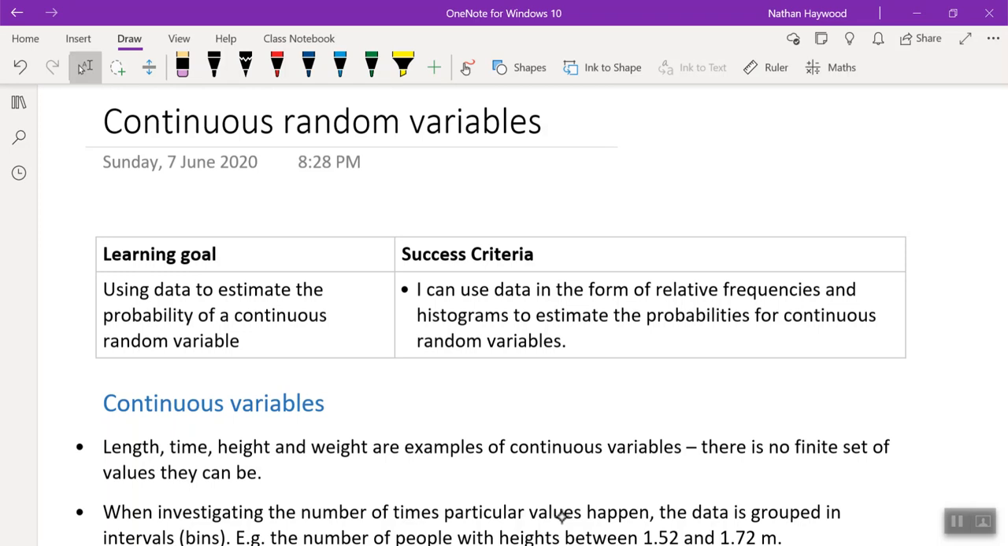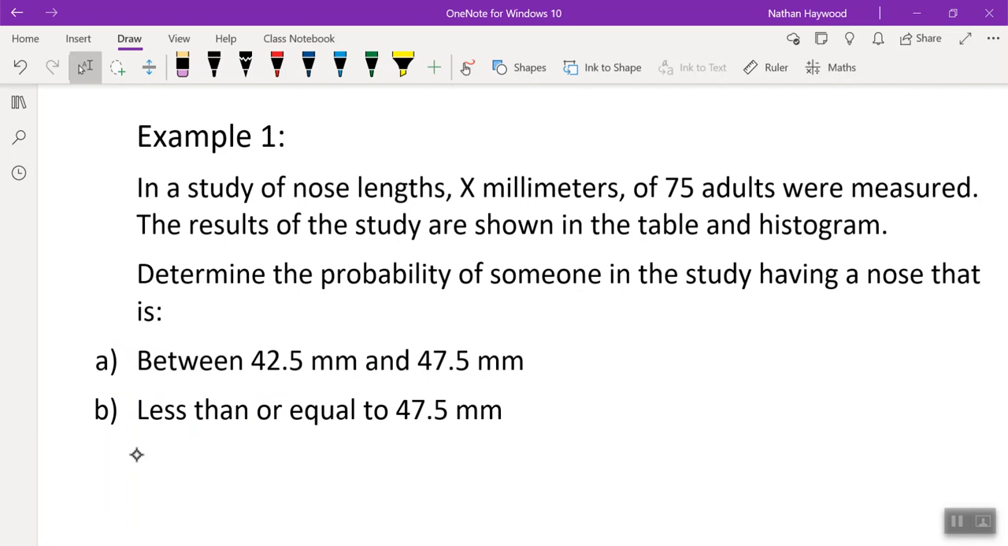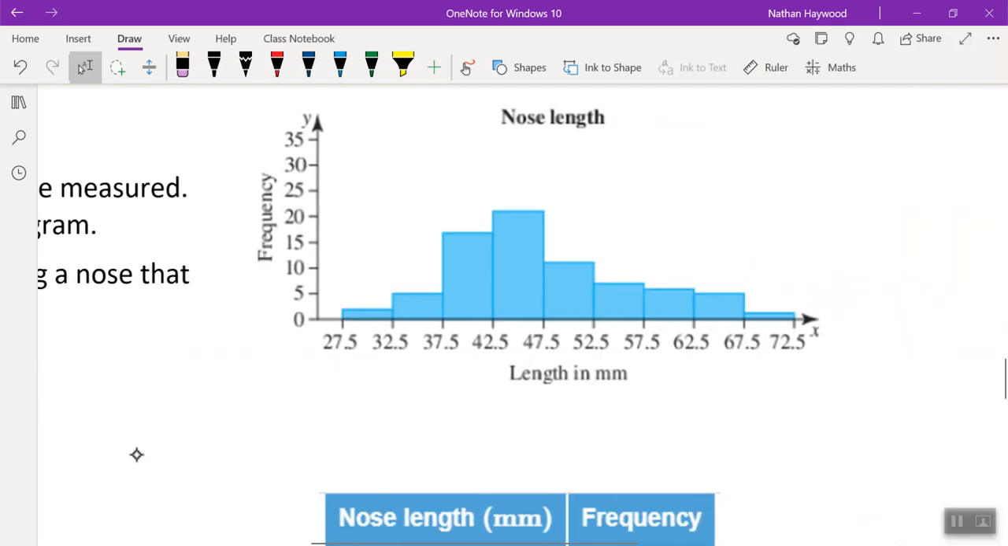Continuous, it's not exact. Now, because I was bored, I went around and measured 75 adults' nose lengths. And the results were shown here. How exciting.